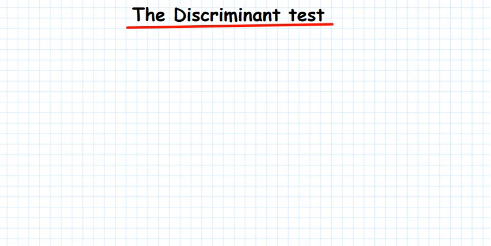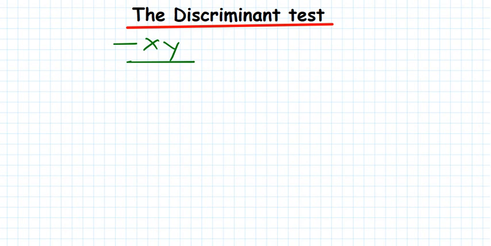So we've talked about the rotation of axes. Now I want to talk about the discriminant test. This is another way, instead of actually eliminating the x and y term, in a case where they ask you to identify the conic section, you can use a discriminant test to help you do that. So the concept is very, very simple.